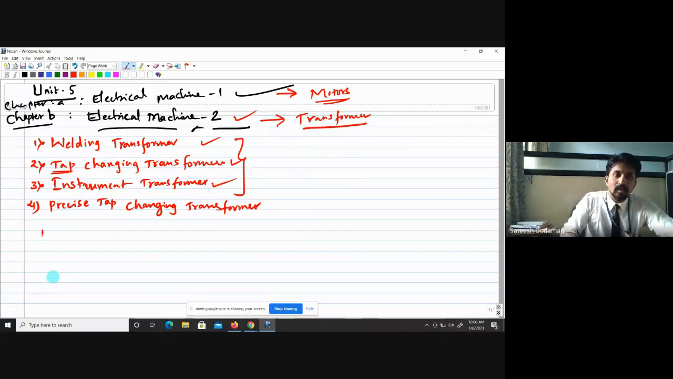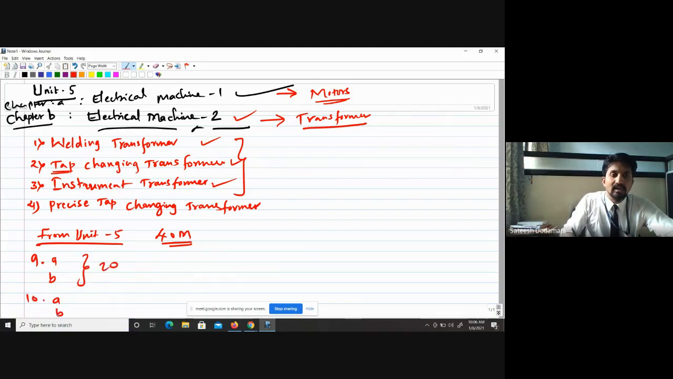Now, from unit 5, 40 marks will be asked. That may be the 9th question A and B of 20 marks, and the 10th question A and B of 20 marks. Out of this, you have to choose any one, either 9 or 10. You have to write the full question A, B of 20 marks.